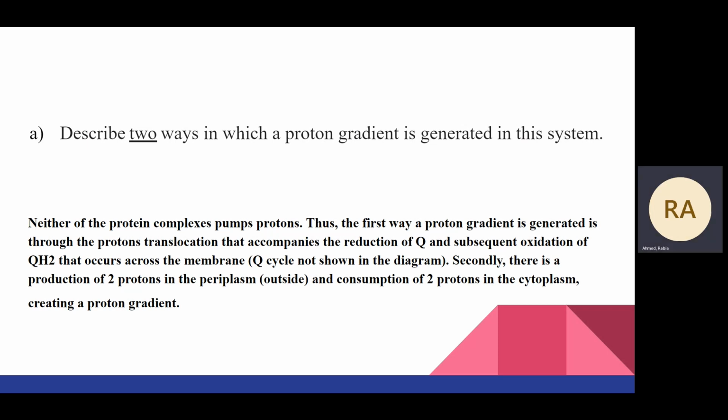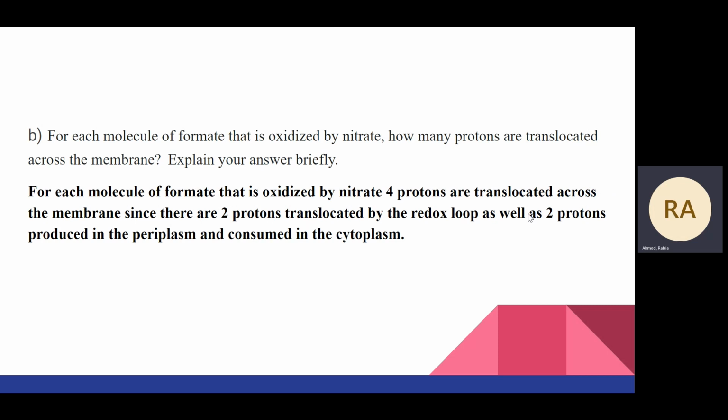I'm just going to move on. So this is basically our little equation, but I'll go more in depth when I record it again. Okay, so question B: for each molecule of formate that is oxidized by nitrate, how many protons are translocated across the membrane? Explain your answer briefly. Our answer here in bold is that for each molecule of formate that is oxidized by nitrate, 4 protons are translocated across the membrane, since there are 2 protons translocated by the redox loop, as well as 2 protons produced in the periplasm and consumed in the cytoplasm.